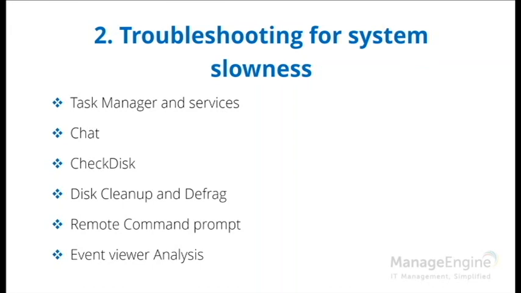Whenever a user reports system slowness, the first thing you check is what processes or services are running. I'll show you how to connect to the task manager and services, and how, interactively, you can use the chat window, and perform system hard drive performance tools like check disk, cleanup, and defrag. These are different tools which are offered. You can use them in real time, connect to a remote command prompt, as well as do the event viewer analysis. All these activities can be done through the tools section offered by Desktop Central. So let me show you live how we can do that.